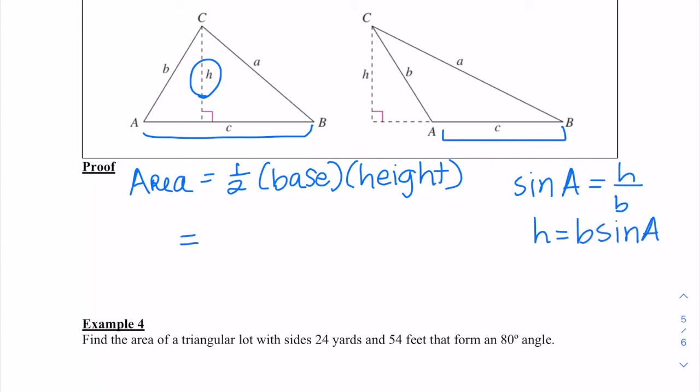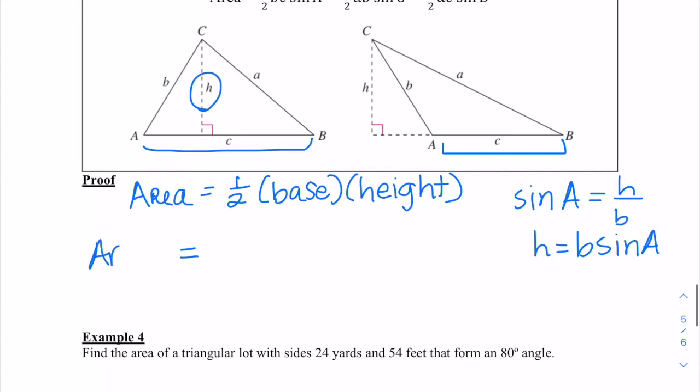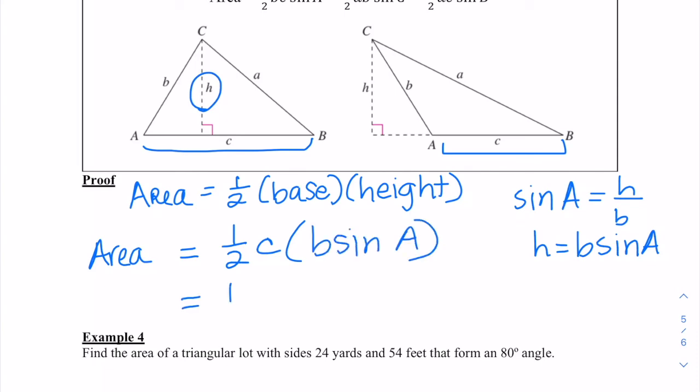So for the area, I could substitute the base as C, and the height was b sine A. And we can just reverse those or use the associative property and the commutative property. So this would be 1/2 BC sine of A. And you can see that right here. And we can do that for all the triangles, looking at different bases and comparing the heights.